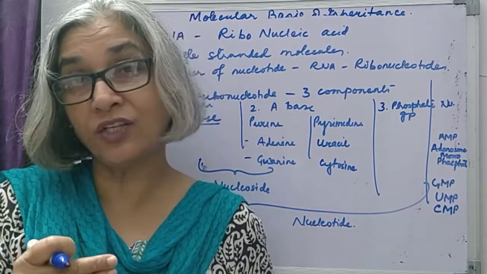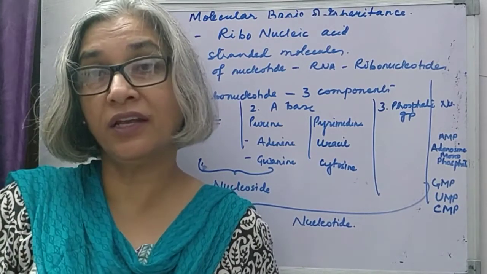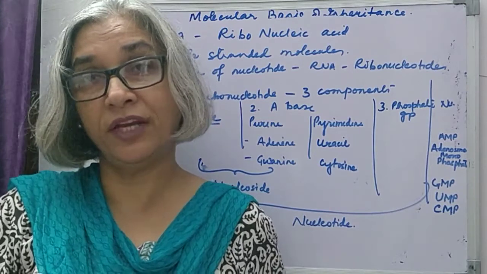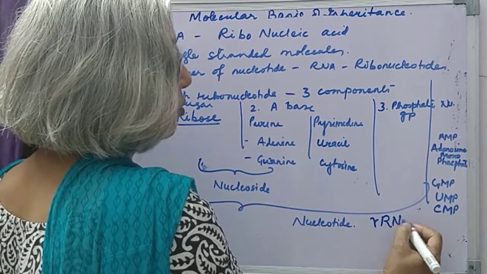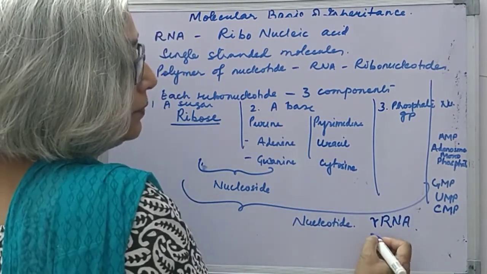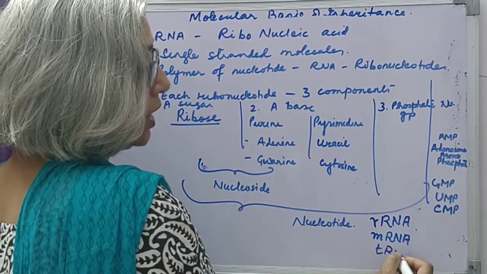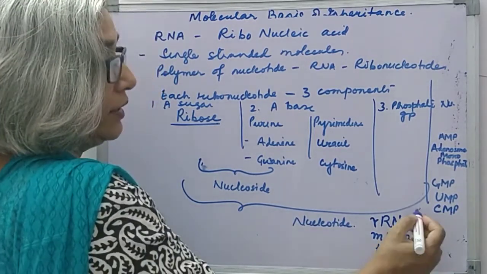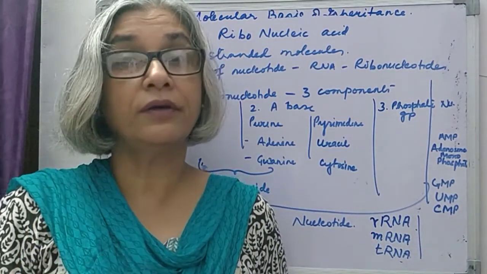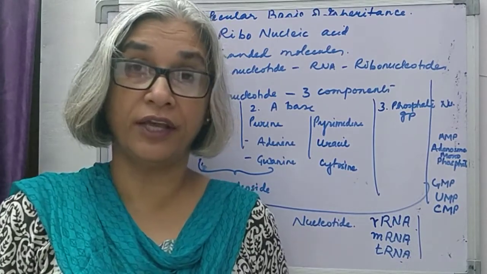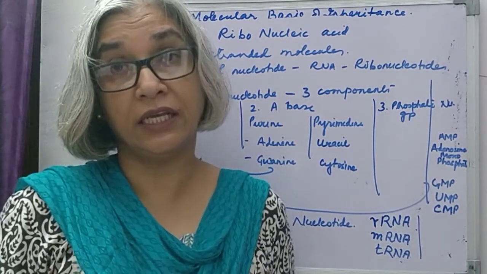So there are three kinds of RNA: ribosomal RNA, messenger RNA, and transfer RNA, and we abbreviate them as rRNA, mRNA, and tRNA. I will tell you the structure and characteristics of these also, but the basic structure of RNA I have explained to you. Now we will do the difference between DNA and RNA.